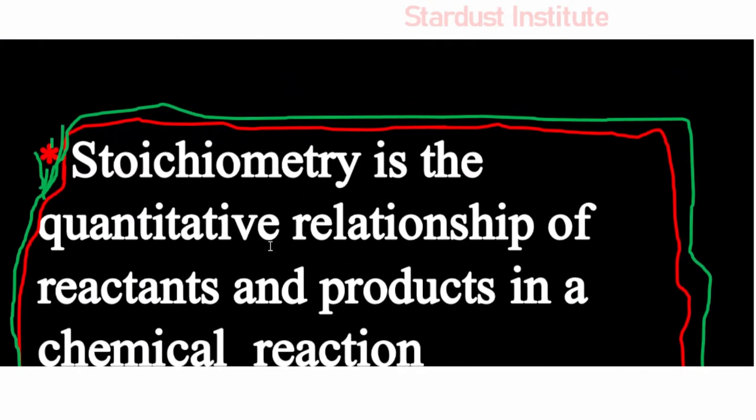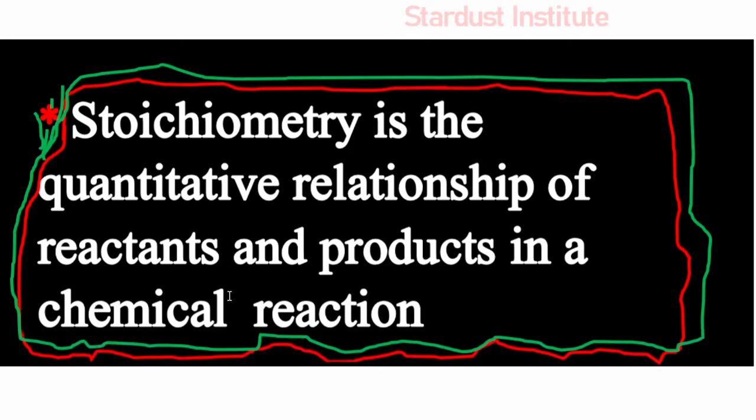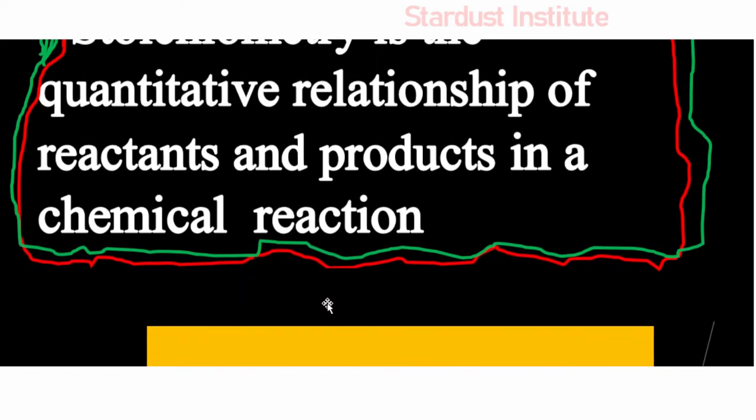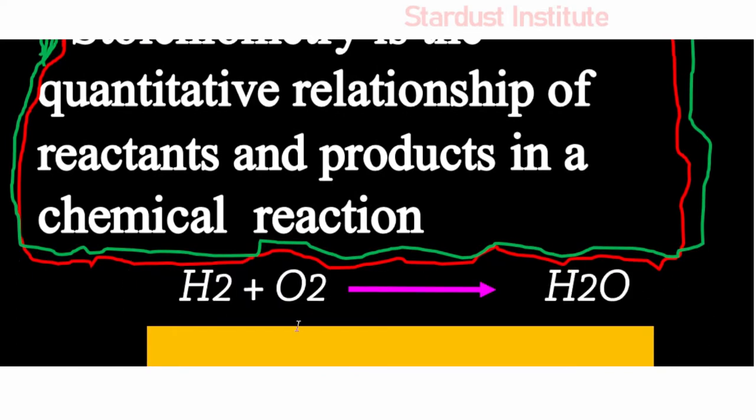Stoichiometry is the quantitative relationship of reactants and products in a chemical reaction. Now look at this example. H2 plus O2 we can get H2O.